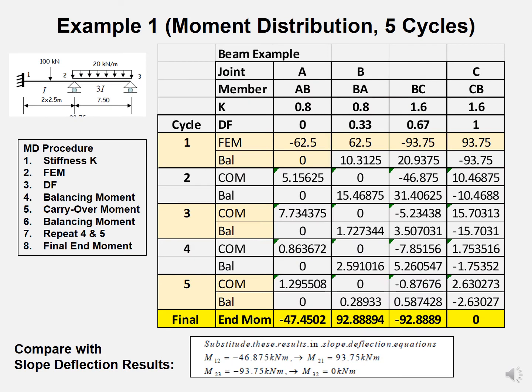The moment distribution method uses a table which is as shown. In the table, you have to first define the joints. In this problem, there are 3 joints, A, B, and C, where joint A corresponds to 1, this is B, and this is equal to C. So there are 3 joints, A, B, and C. The second parameter is the member. The member connected to joint A is member AB. The members connected to joint B are BA and BC. And the member connected to joint C is CB.